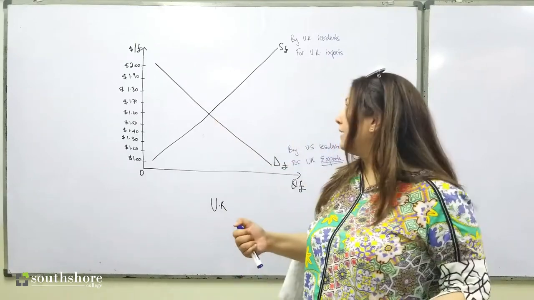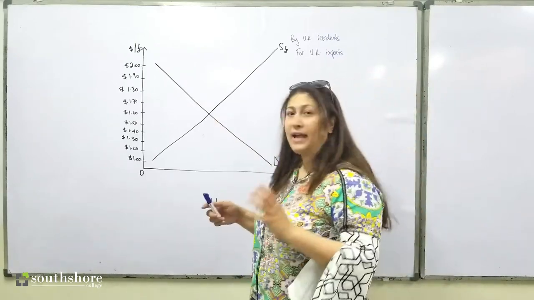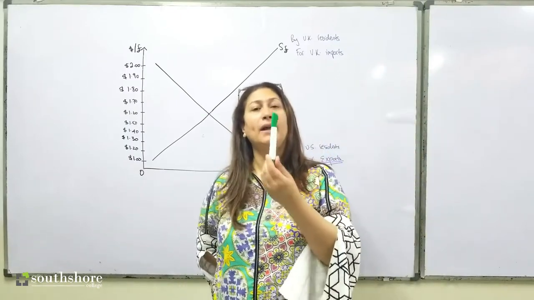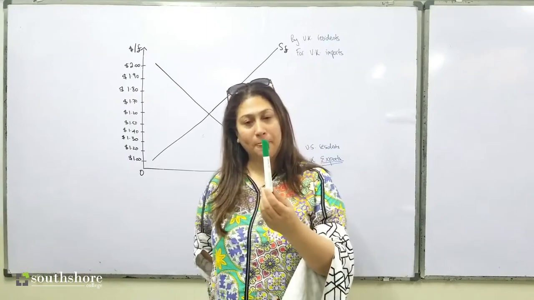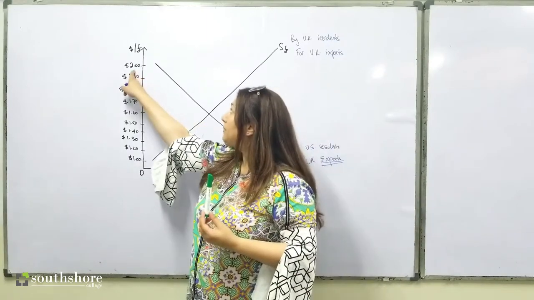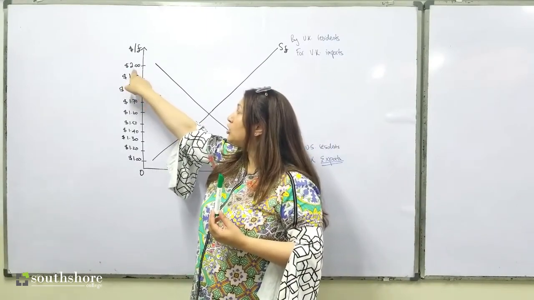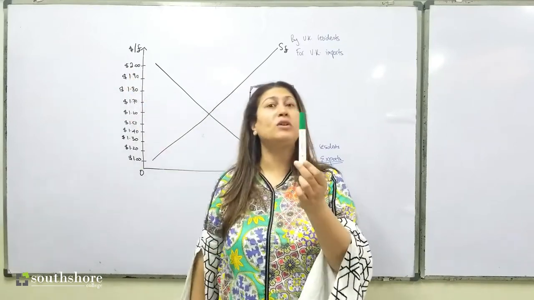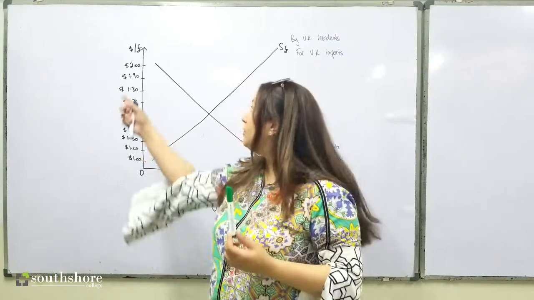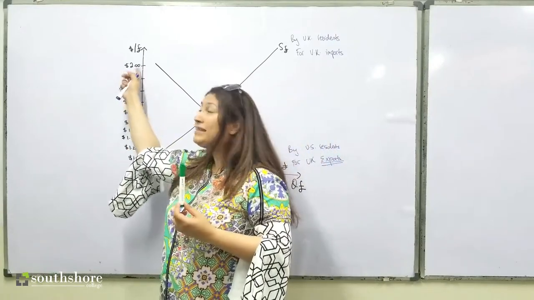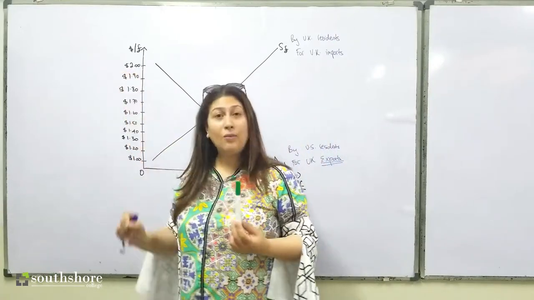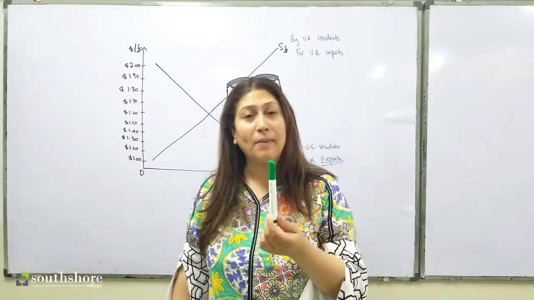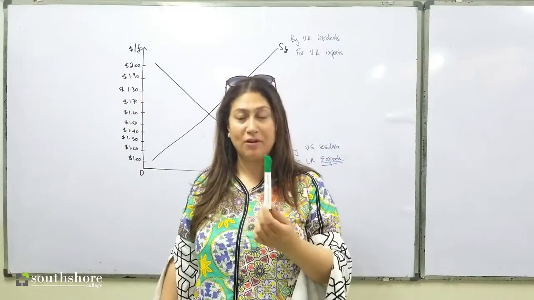Very simple to understand. Let's say a UK export costs £1. I am exporting this marker, and this marker in my currency costs £1. If exchange rates were up here, that £1 would exchange for $2. So what does this mean? Every time a US resident wanted to buy this marker of mine, they would need to pay me $2. That would be the price in US dollars. However, this is important to understand. This marker still costs £1 in UK pounds, in Great Britain pounds.